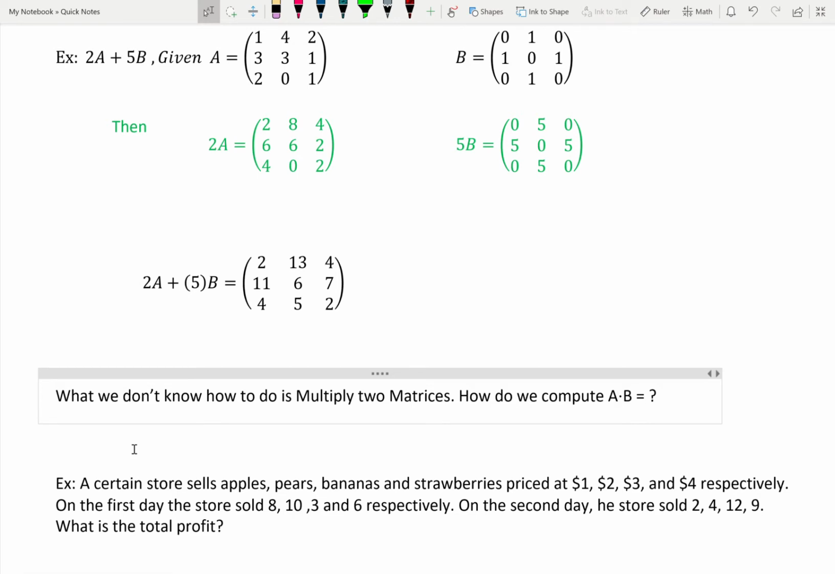And the apples are priced at $1, the pears are priced at $2, the bananas at $3, and the strawberries at $4. On the first day, the store sold 8 apples, 10 pears, 3 bananas, and 6 strawberries. On the second day, it sold 2 apples, 4 pears, 12 bananas, and 9 strawberries. The question is, what is the total profit? Now, this seems like a very arbitrary question, but it's okay. This is how we build more complicated structures in math, right? We start small and then work big.